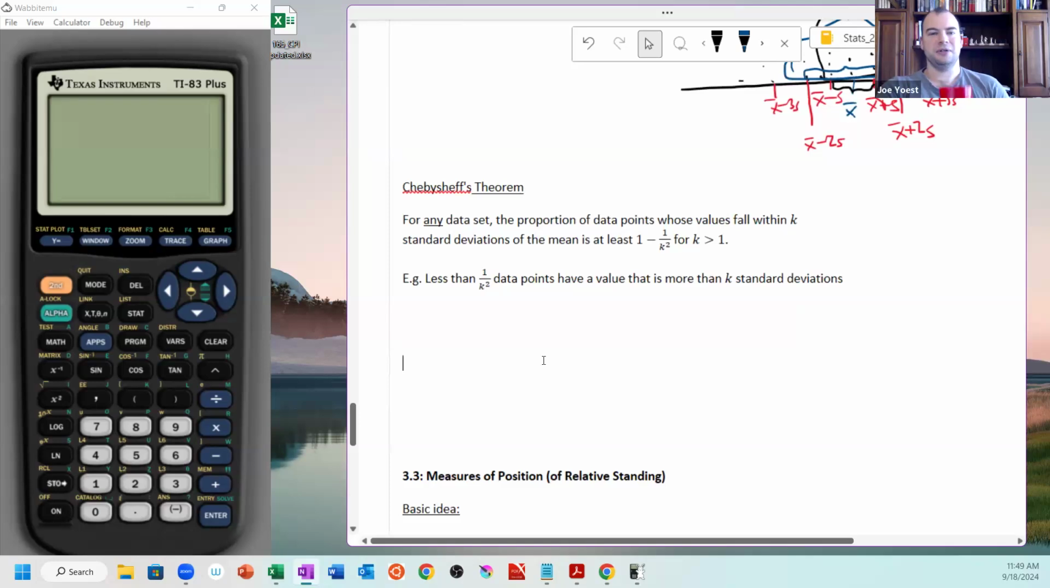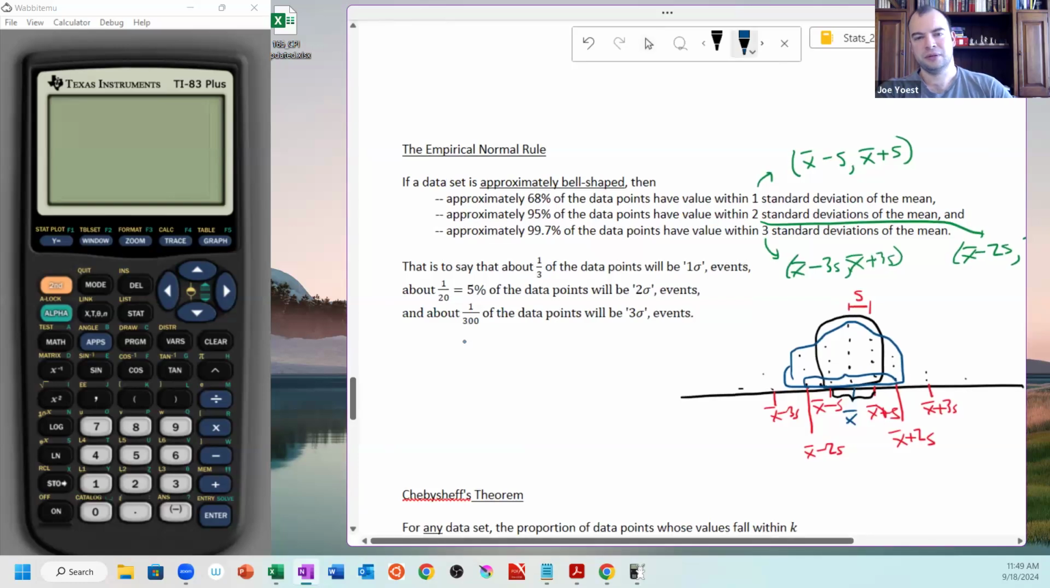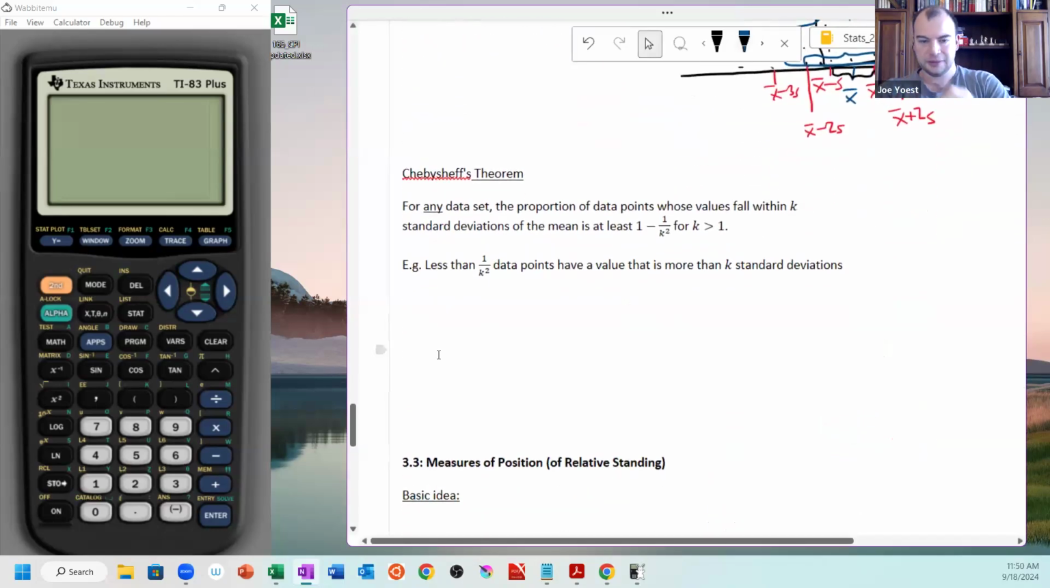And then the last idea for today, and as an aside, we'll see what amounts to a proof of the empirical normal rule in chapter 6. Then the last idea in section 3.2, we don't have time to start 3.3, so we'll cut it after this. And this is Chebyshev's theorem.